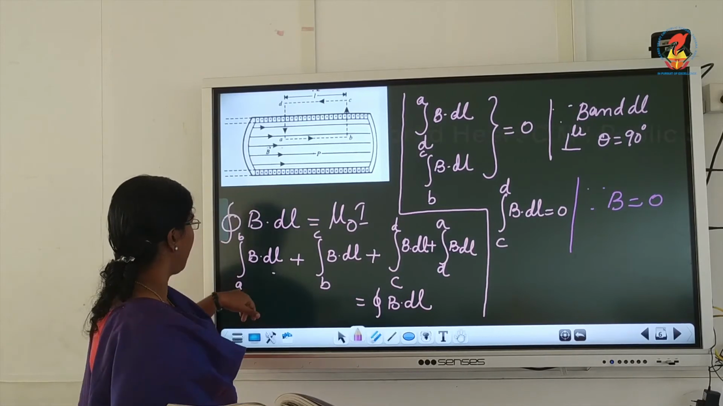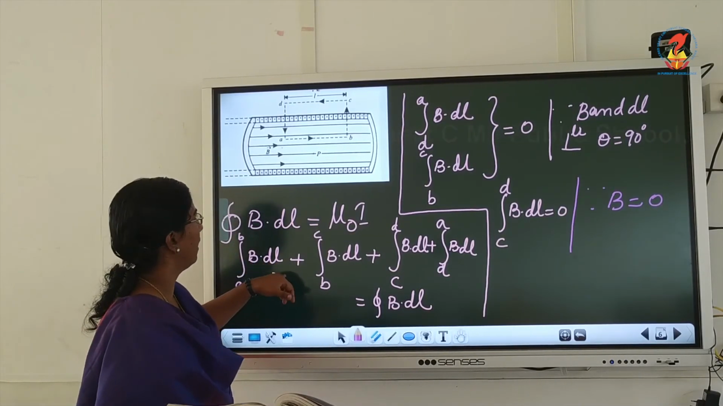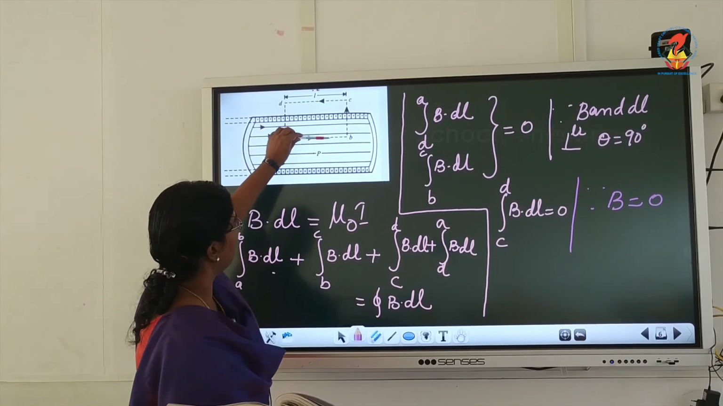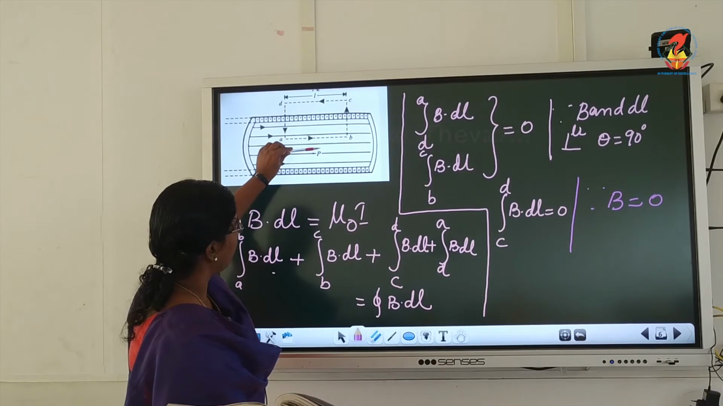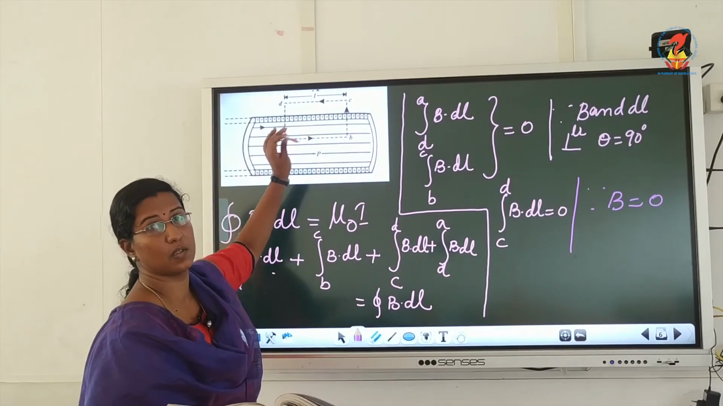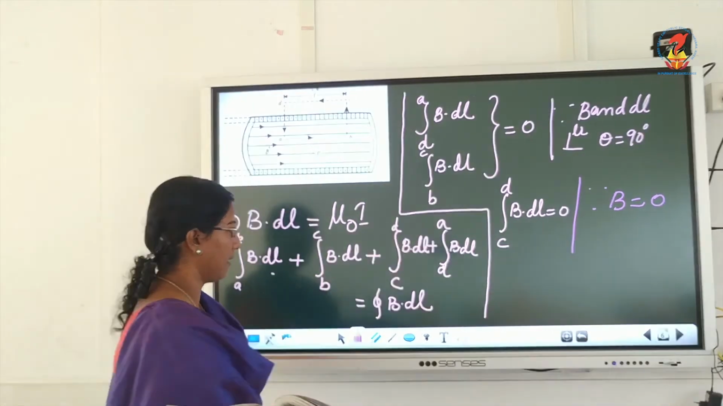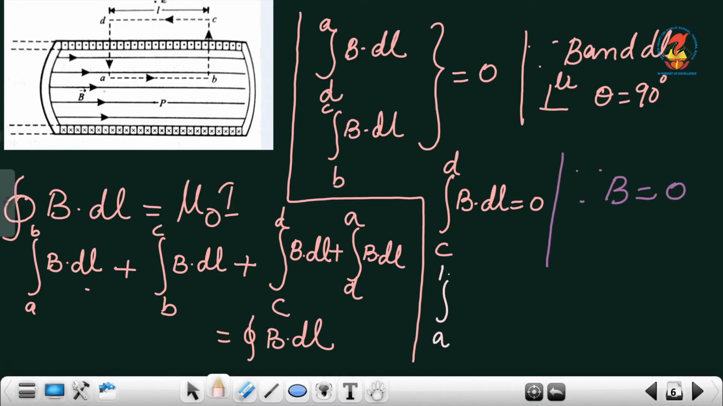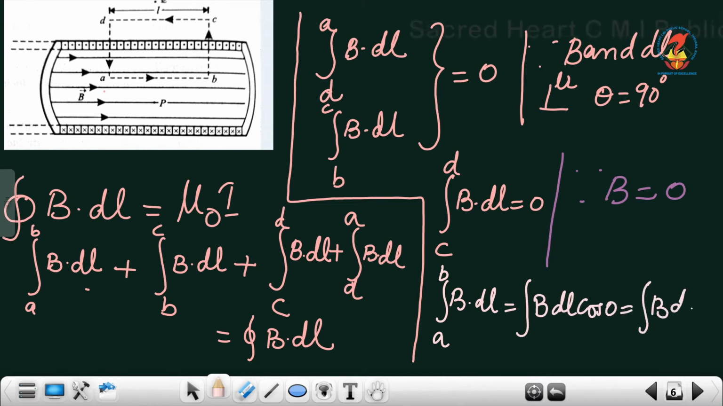Okay, now let us take the next case. What is integral from A to B, B dot dl? Look here, from A to B, this is my dl, my magnetic field B is in this direction, which means both are parallel to each other. So, theta is equal to 0 degree. So, we get integral from A to B, B dot dl is equal to integral B dl cos 0, which is equal to integral B dl.